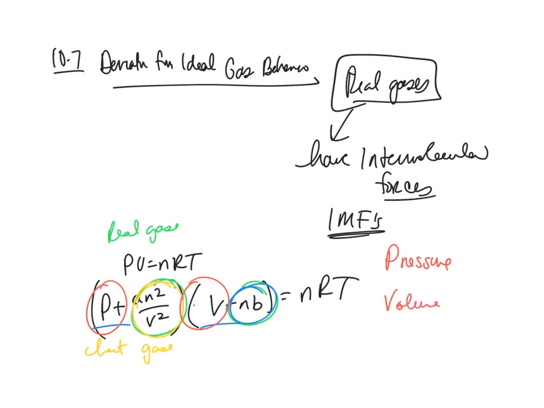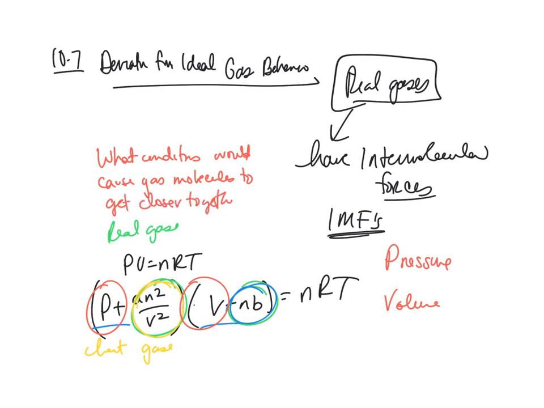And so I ask you, what conditions would cause gas molecules to get closer together? And the reason why that's important is because if they're closer together, they're going to have intermolecular forces. That's what you see in liquids, and that's what you see in solids. And those intermolecular forces dominate their properties. So what conditions would cause this?